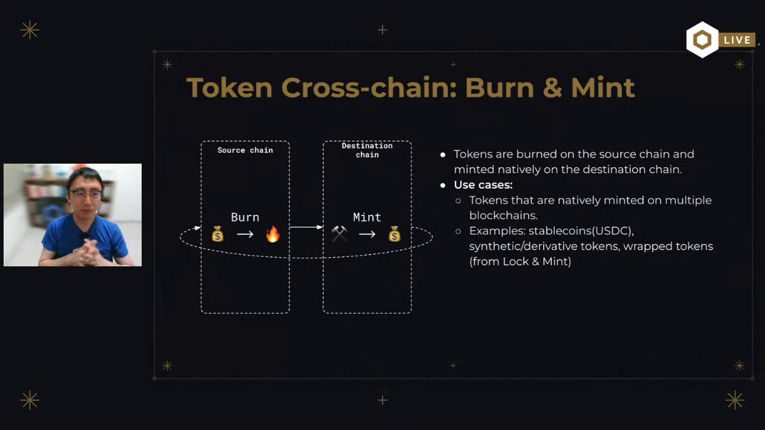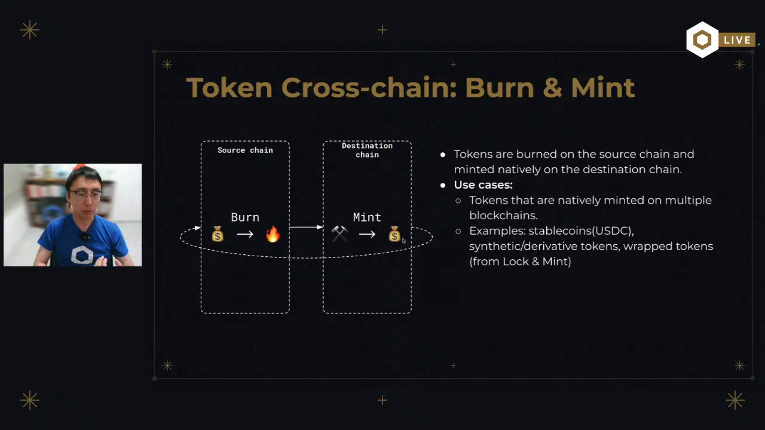And the second mode for cross-chain token transfer is called burn and mint. Burn and mint is easier to use, because you will have the smart contract of your tokens deployed on multiple blockchains. On the source chain, if you want to cross-chain your tokens, you can burn the token on the source chain and call the mint function on the destination chain and get the token in your wallet.